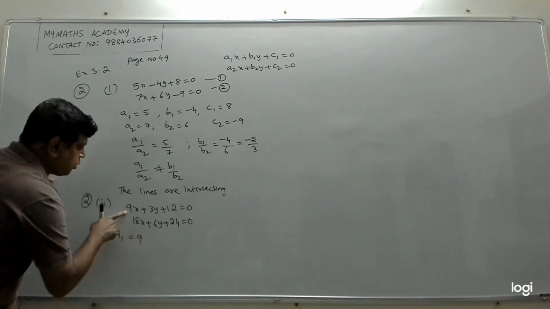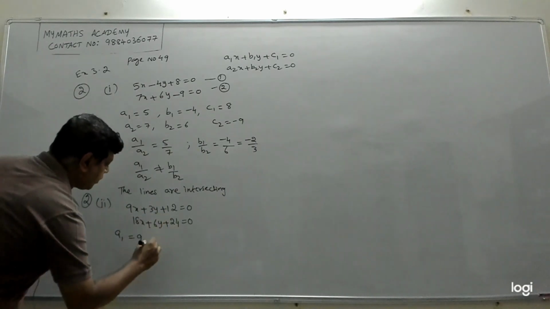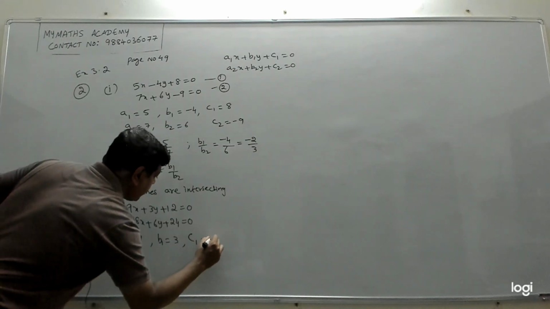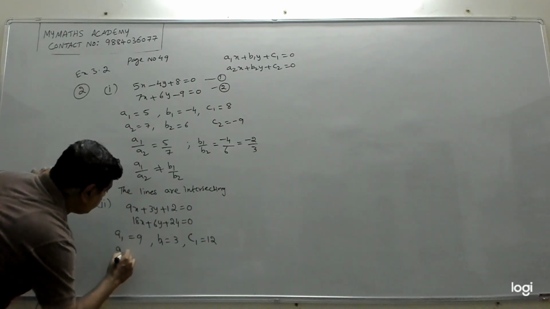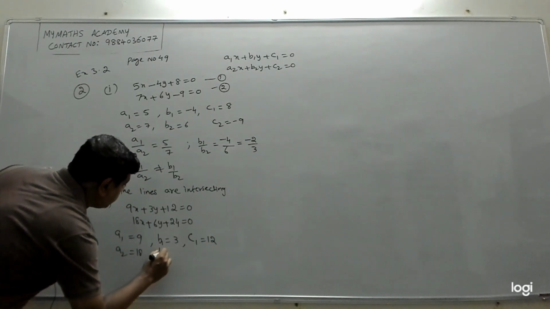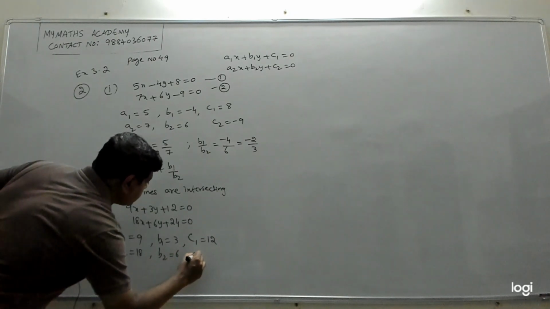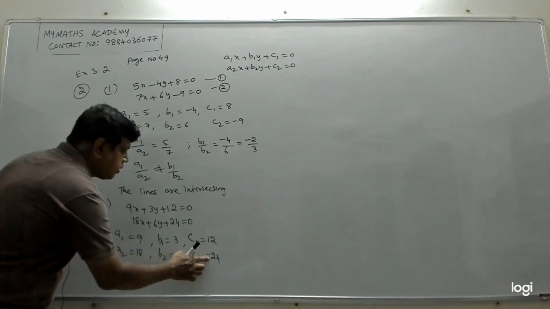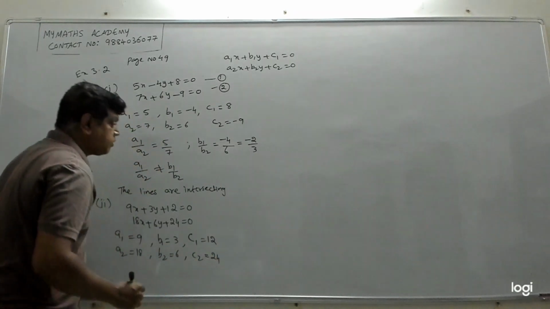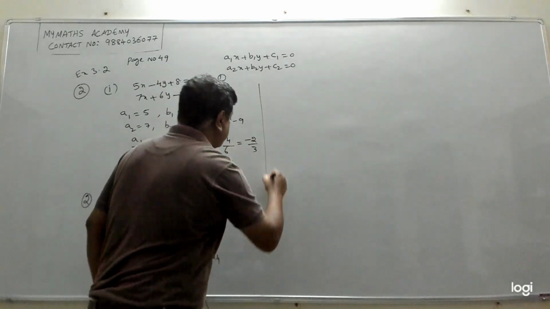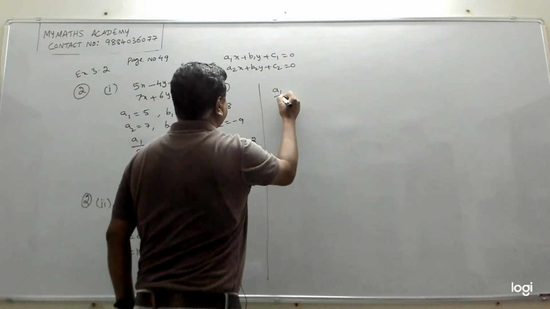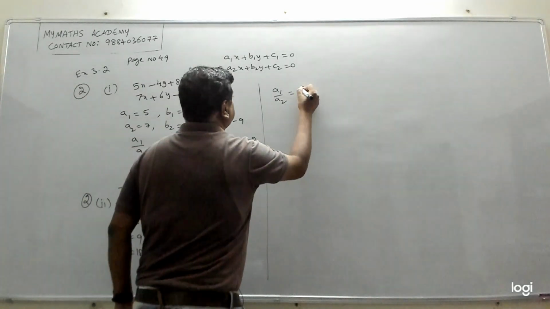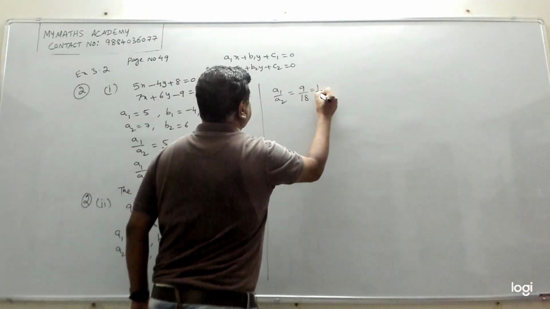Now what is our a1? a1 is 9, b1 is 3, c1 is 12. Now a2 is 18, b2 is 6, c2 is 24. Now let's find what is a1 by a2. a1 by a2 is 9 by 18, which gives you 1 by 2.